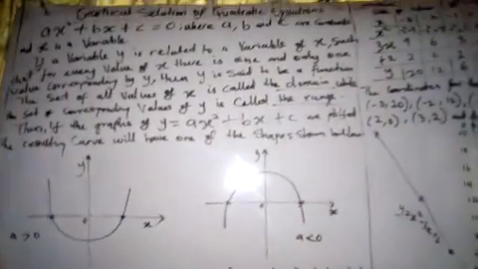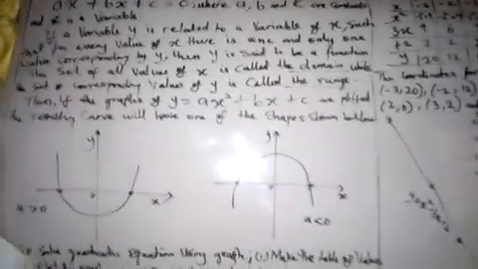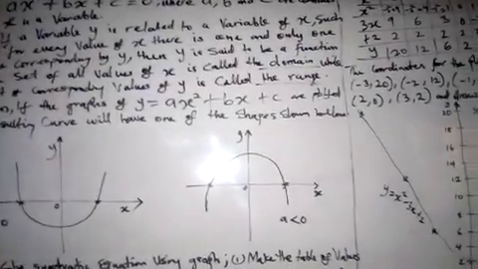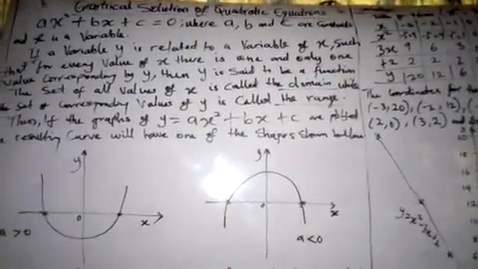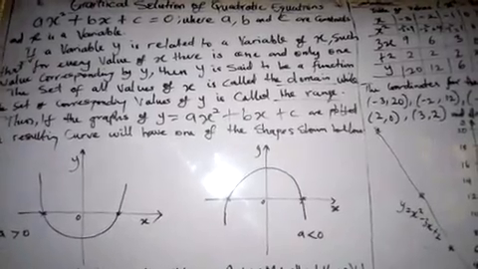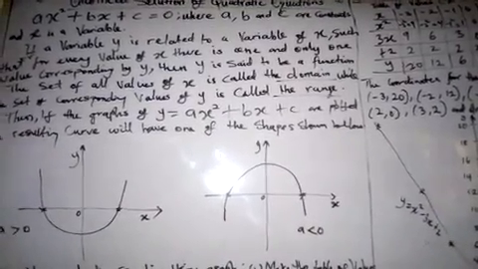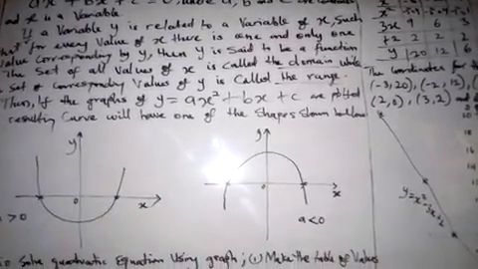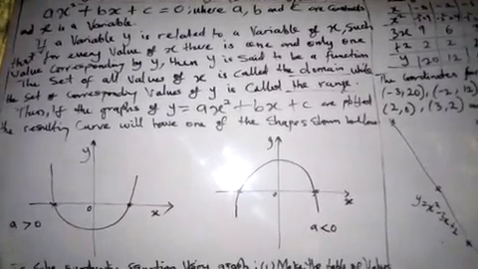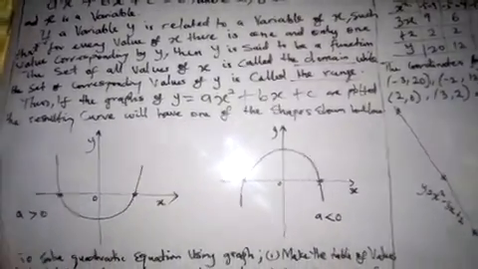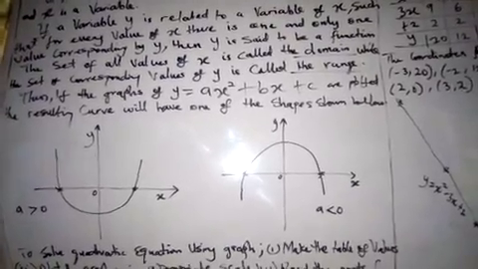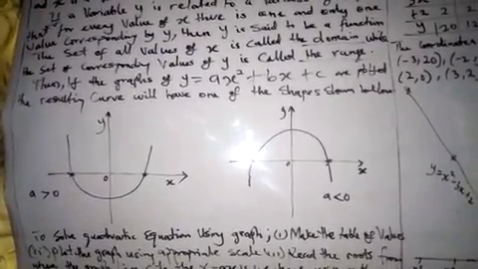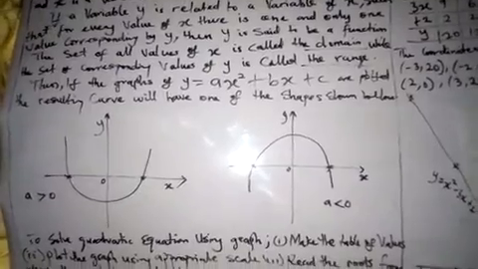So if a variable y is related to a variable x, such that for every value of x there is one and only one corresponding value of y, then y is said to be a function. The set of all values of x is called the domain, while the set of corresponding values of y is called the range. Then, if the graph of y equals ax squared plus bx plus c is plotted, the resulting curve will have one of the shapes shown below.